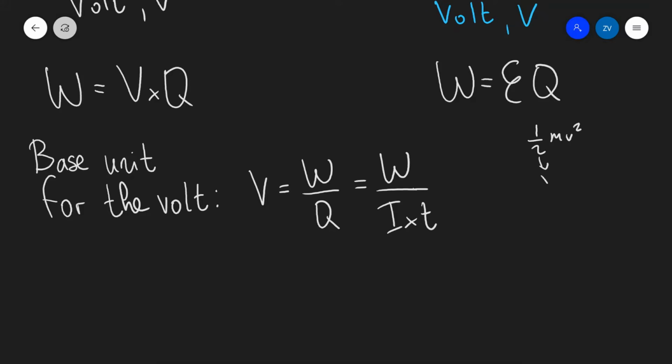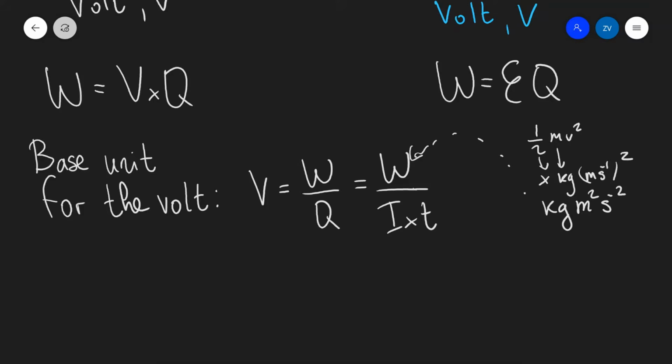The half is going to have no units. The mass will be measured in kilograms. v will be measured in meters per second, and when I square this, I'm going to get the base unit for the joule, or base unit for energy, being kg m² s⁻². So this is the base unit for energy.